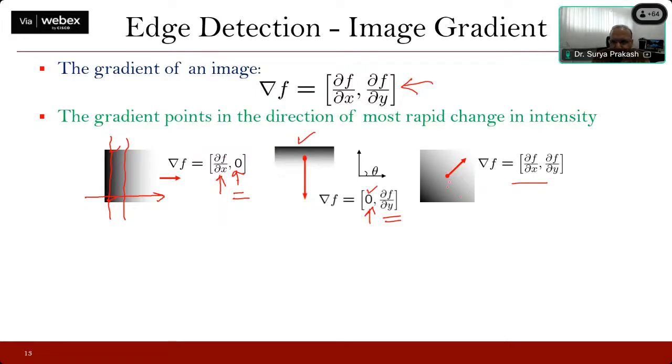And in this particular case, you see the pattern when you are moving in this direction, x also changes. The gradient intensity value in x and y both changes, and that is why you have both non-zero values here.